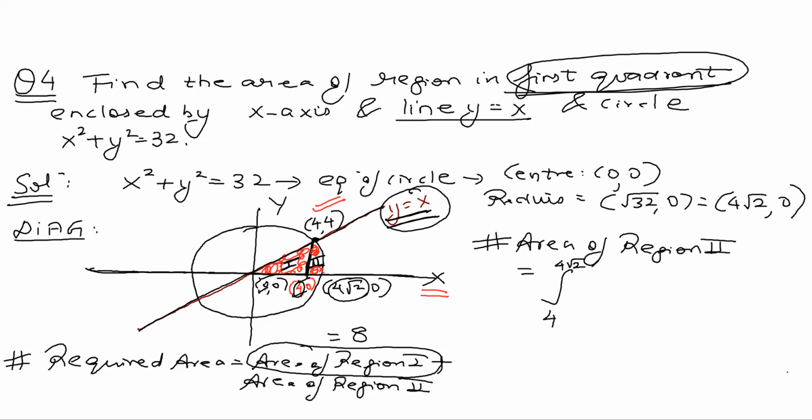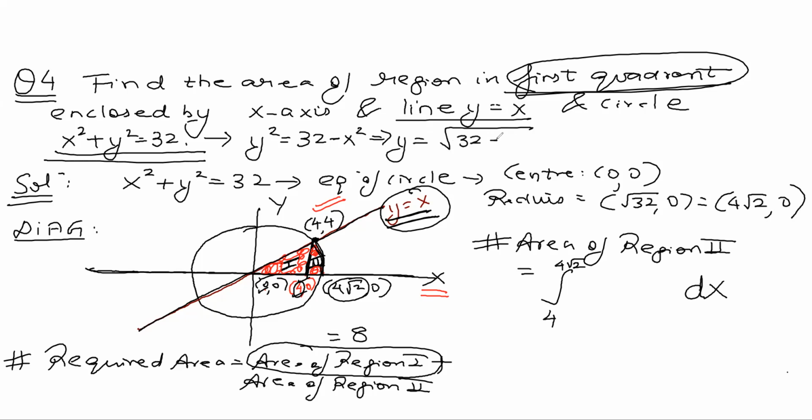And what is the curve? Now we have the circle. In region 2, you can see we are having the circle now. So the circle is x square plus y square equal to 32. I need to integrate with respect to x, so I write this equation in terms of x. So y square is equal to 32 minus x square, so y will be square root of 32 minus x square. So this I can write as under root 32 minus x square. Clear? This is how I can write it.